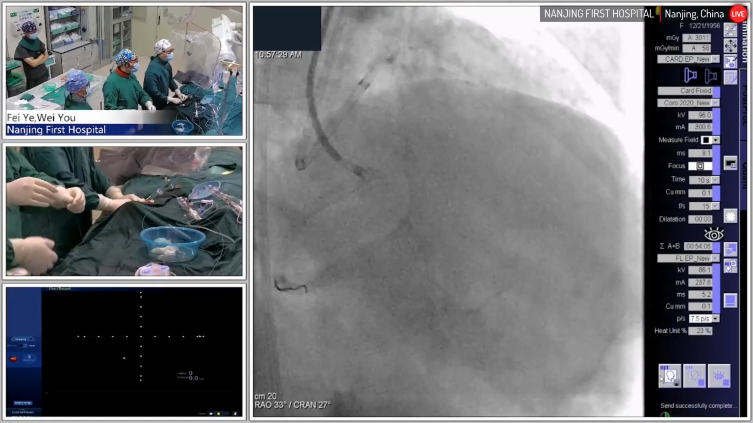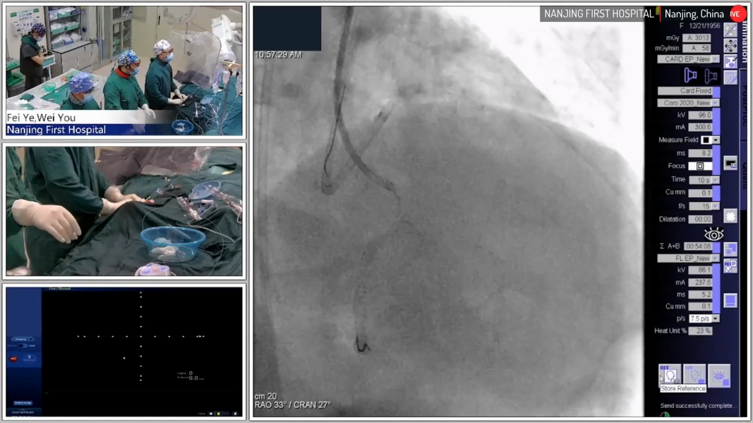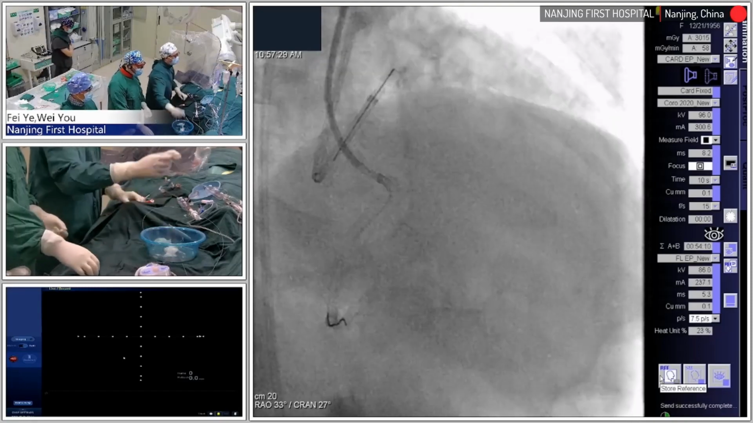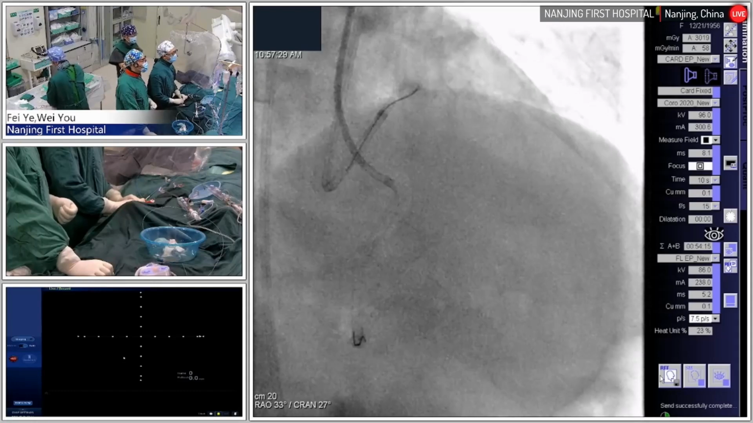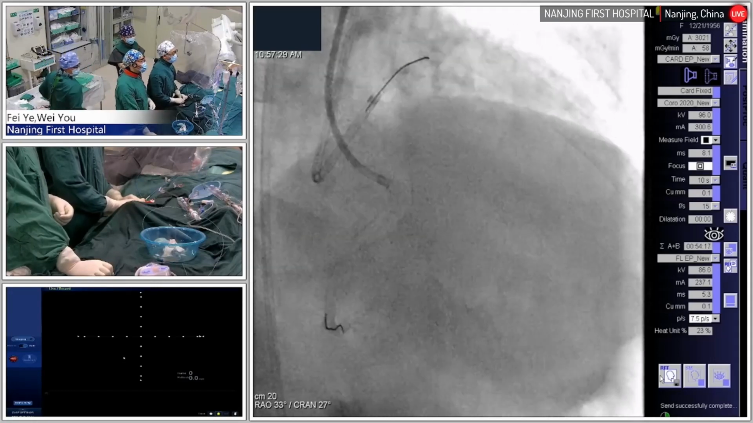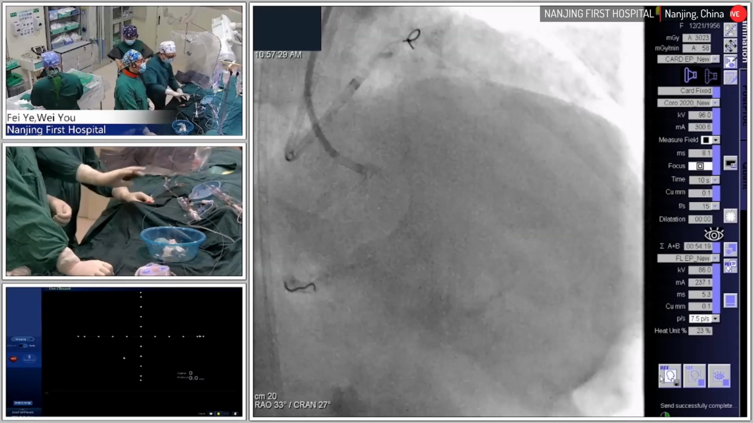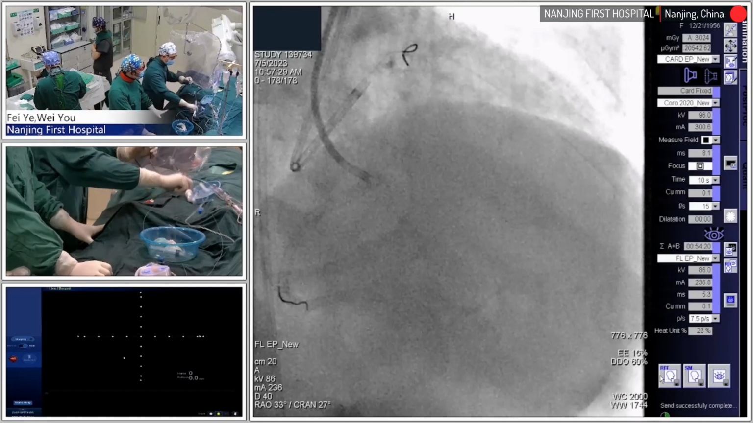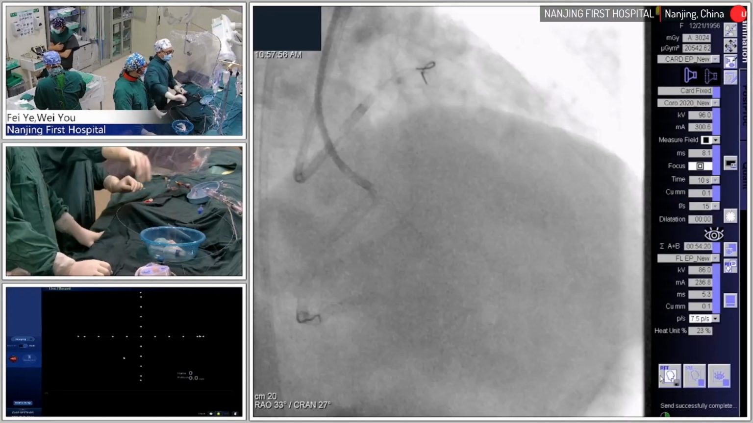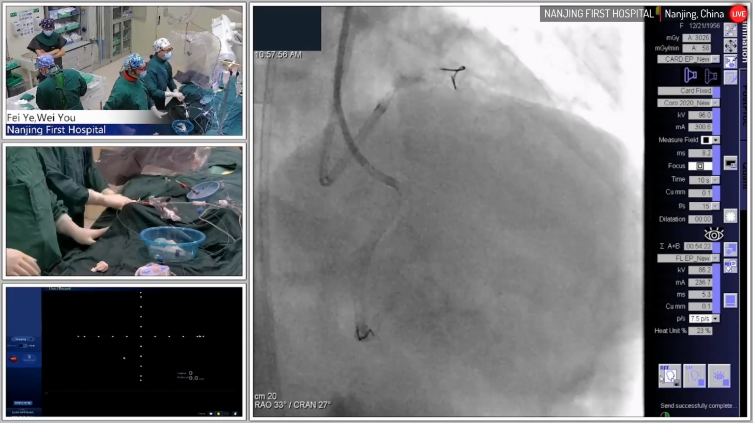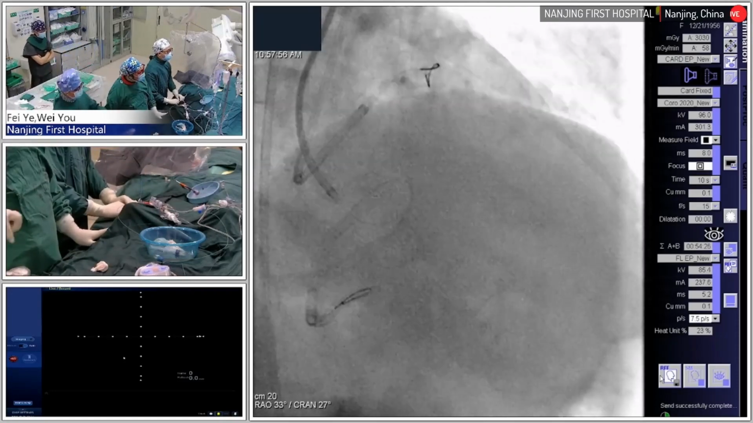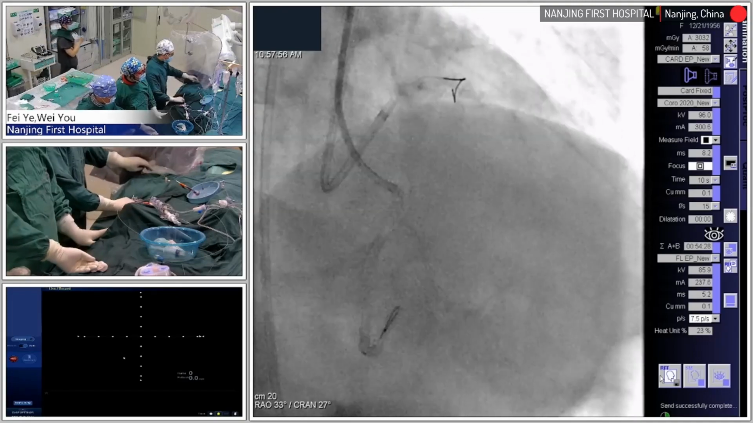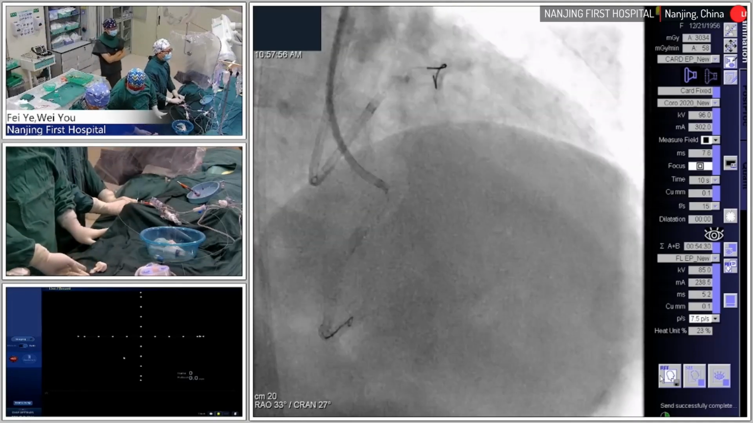Use a longer microcatheter. 1.7 French. But 150 centimeter is enough. Just from the angle, septal collateral was very small. Maybe we can use a smaller profile microcatheter.